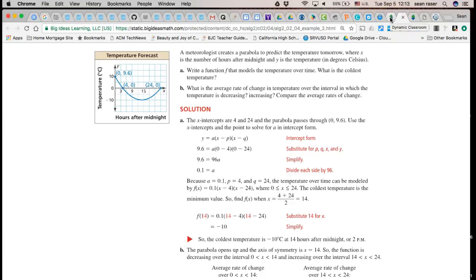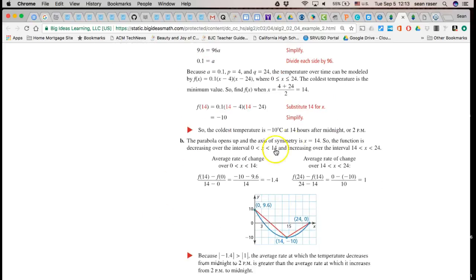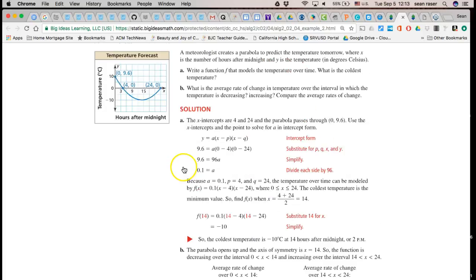Again, it's the same type of method, except instead of using vertex form like we used in the first problem, you're using your intercept form, which uses your intercepts and then 1 point to find your A value. And then as far as looking at the intervals for which you're decreasing and increasing, you just have to look at your graph and find the ends of the intervals and then just find the slopes between those points.